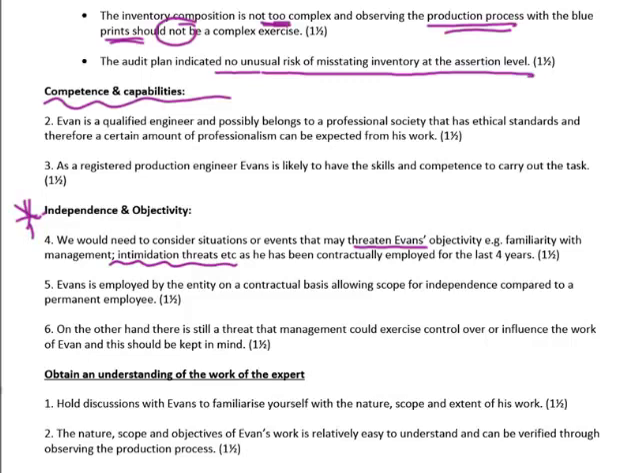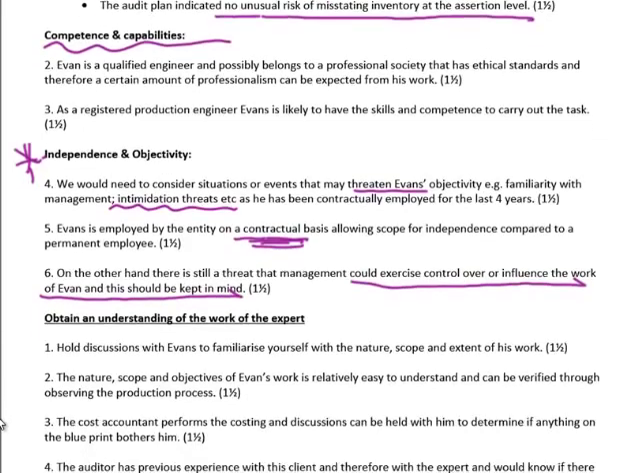Evans is employed by the entity on a contractual basis, so it's not full-time, allowing scope for independence compared to a permanent employee. If he was somebody that was on the payroll of management, it's highly unlikely we would consider him independent and objective. So in this case, the fact that he's contractual, that bodes well. On the other hand, there is still a threat that management could exercise control over or influence the work of Evans, and once again, this should be kept in mind.